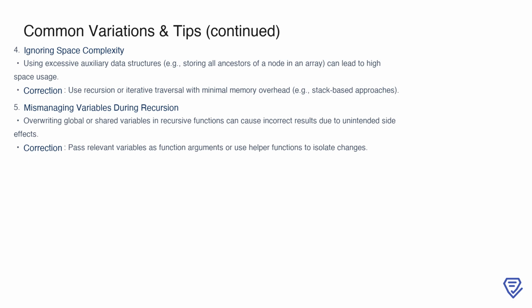Additionally, variable management during recursion is critical. Overwriting global or shared variables can cause unintended side effects and lead to incorrect results. To avoid this, pass variables explicitly as function arguments or use helper functions to keep changes localized. Proper handling of recursion and space complexity not only makes your solution more efficient but also demonstrates a deeper understanding of algorithm design, which is highly valued in interviews.